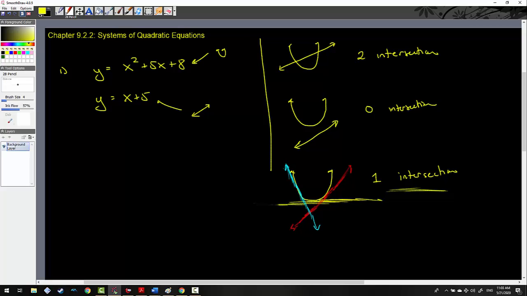In BC, we get a little more into weird stuff. But anyway, for now, I just want you guys to know that there are 3 scenarios at play here. I don't know which one it's going to be, but the way we solve this is exactly the way we solved the last problem. I'm going to set them equal to each other. X plus 5 is equal to x squared plus 5x plus 8.